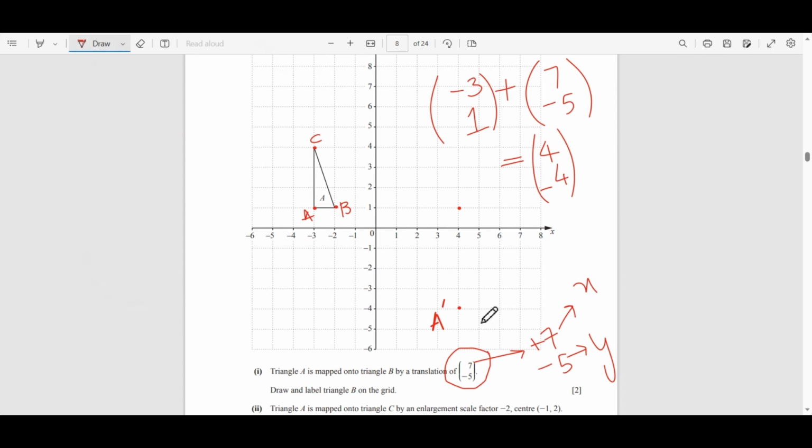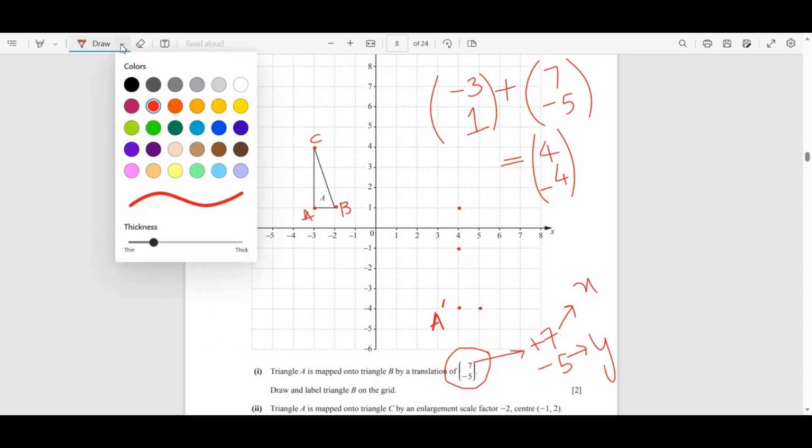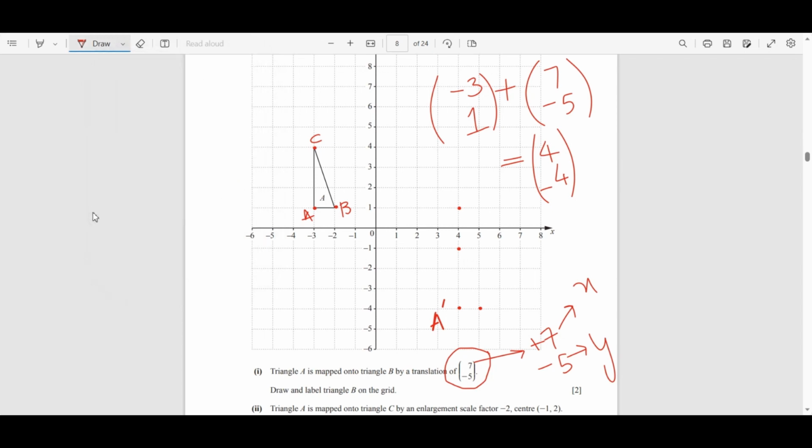drawn, because in translation, the object doesn't change its size or direction, right? So I'm just quickly drawing B prime and C prime by common sense: B is one box away from A prime, so it's going to be this, and C is 3 boxes ahead of A, so it's going to be somewhere here. You don't have to solve for the coordinates again and again. First the point is calculated, and then the other 2 points follow. So please pardon my drawing. It's going to be this, and label this B. The labeling is very important because it says draw and label triangle B on the grid, right? So we're done.